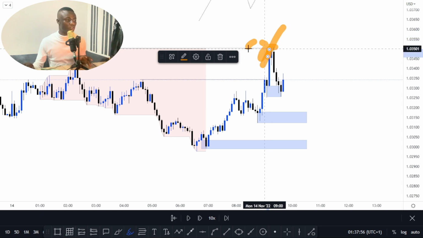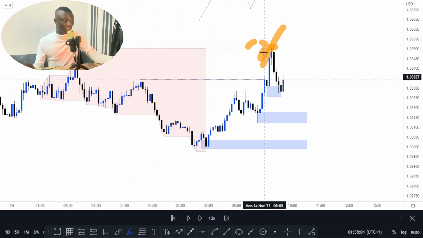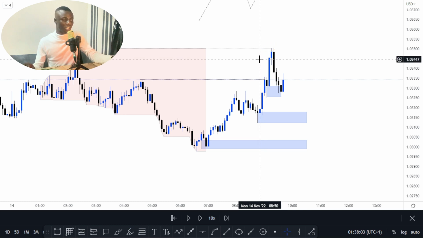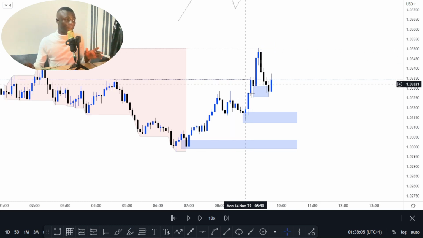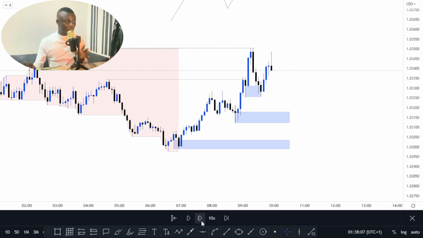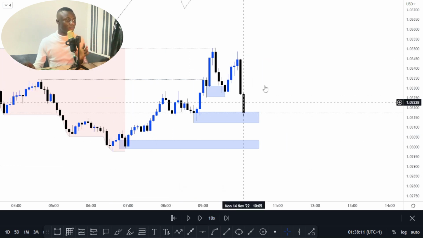And we could see that price just came into the Asian session high, right? So that could possibly be the move for that day, right? So let's allow price to play out. All right, so we have this on.